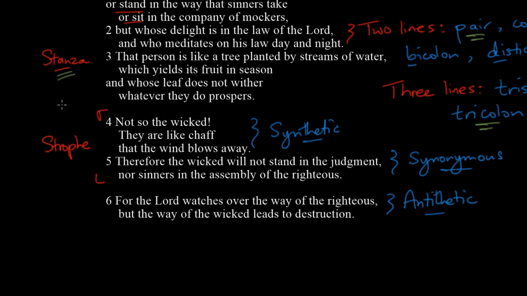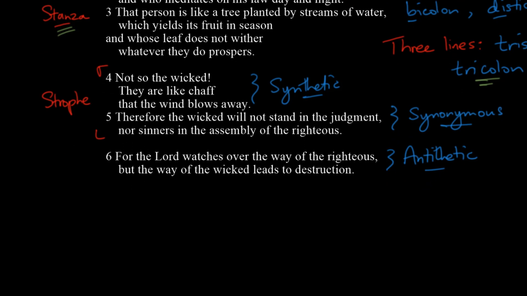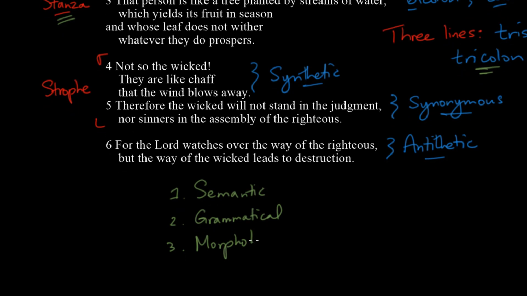The last thing we'll talk about briefly is another way to think about parallelism. We've talked about synthetic, synonymous, and antithetic parallelism, but we can also talk about semantic parallelism. So that's the first type, semantic, grammatical, and finally morphological. Quite the mouthful there, morphological.